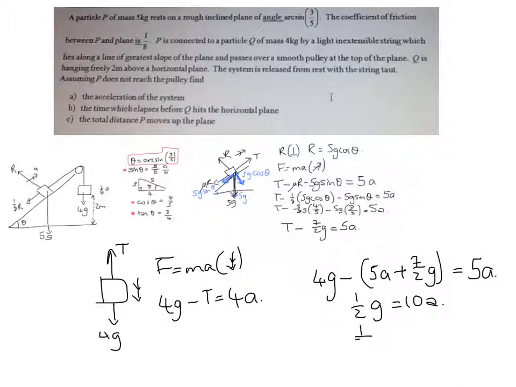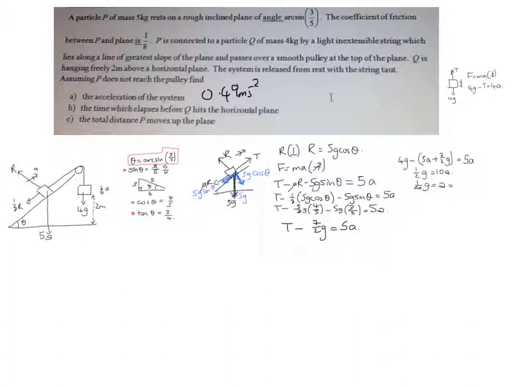So 1 over 20g equals a. And if we do that to two significant figures, we get 1 divided by 20 times 0.8 is 0.49 metres per second squared. Now the next part of the question is actually a SUVAT, the time which elapses.